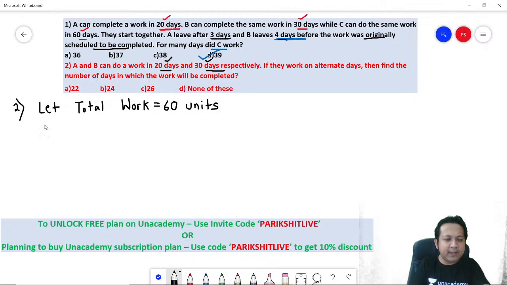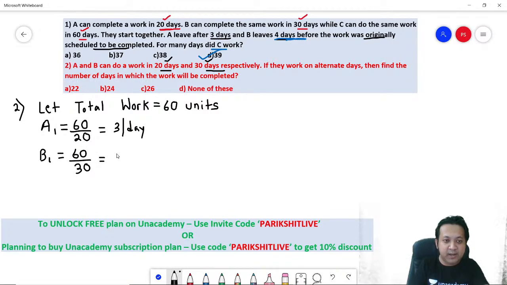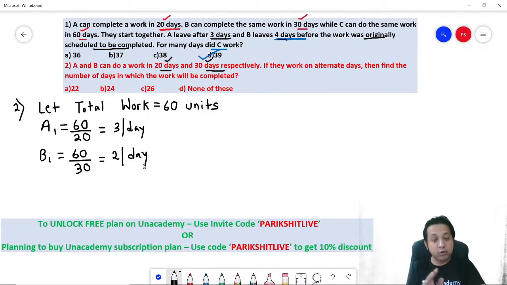Now what about A? A does the work in 20 days. So can I say 60 units is done in 20 days? So A does 3 units per day. Correct? What about B? B does the entire work in 30 days, so in one day, B does 2 units per day. I hope no problem up till here.